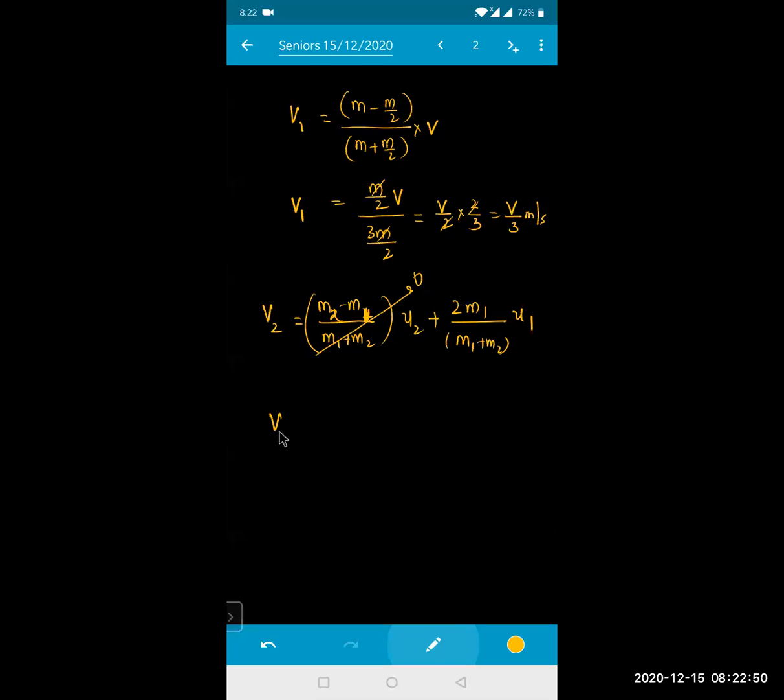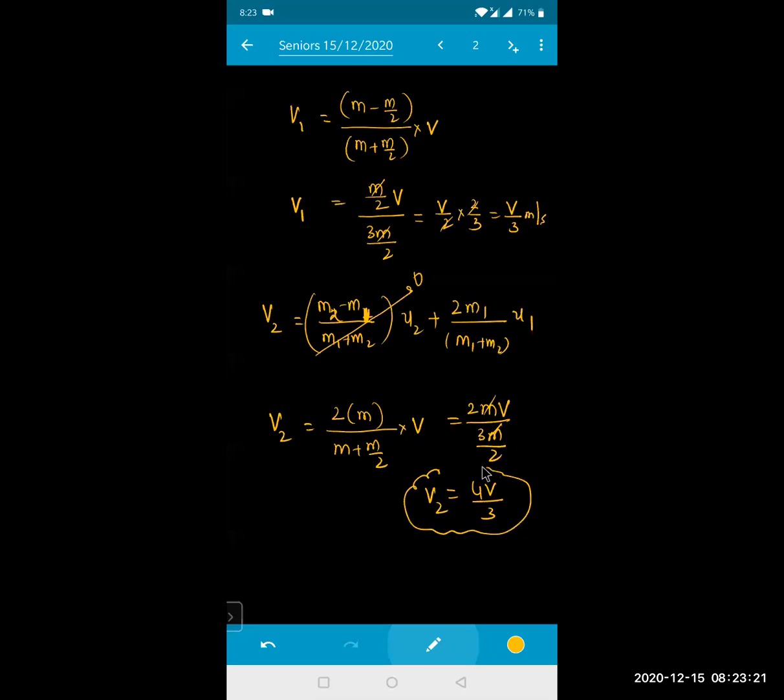So v2 will be equal to 2 times m1, which is nothing but m divided by m plus m by 2, into u1. u1 is nothing but equal to v. So this will become 2m into v divided by 3m divided by 2. This will get cancelled. So this will become 4 into v divided by 3. So this is your v2.